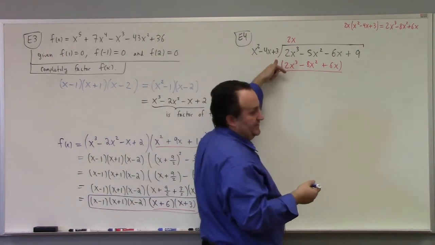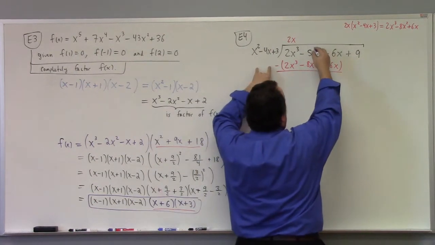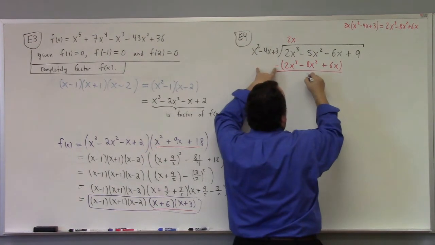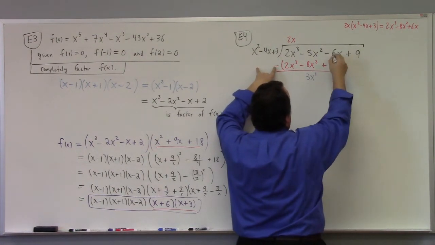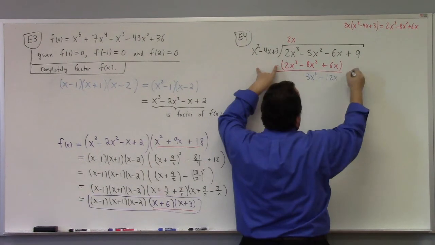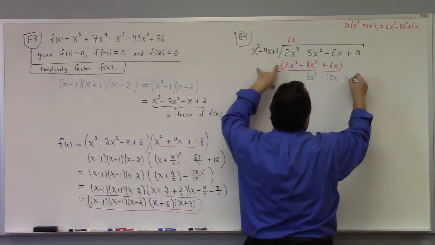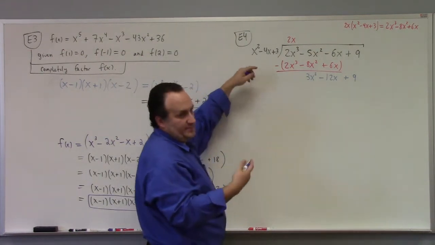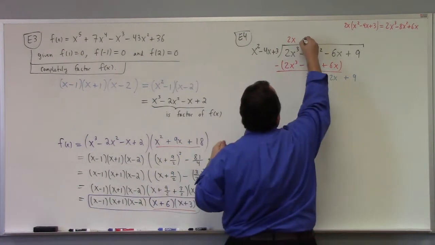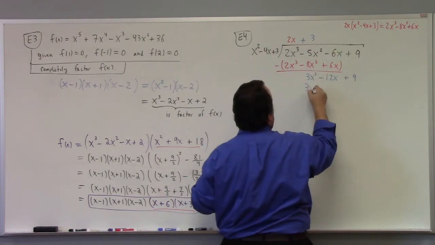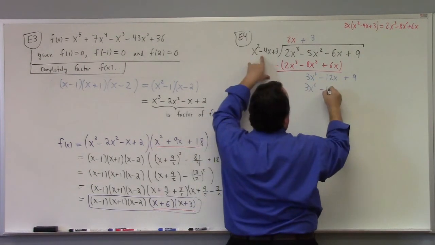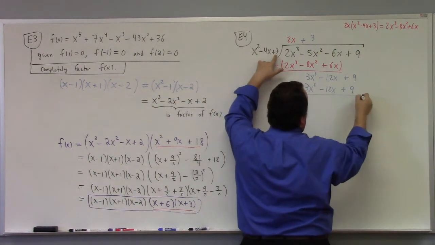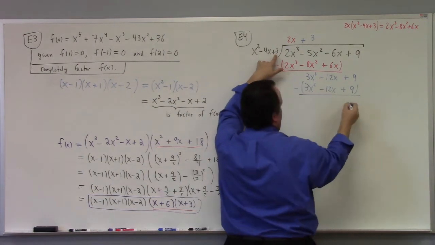Anyway, the 2x cubes cancel, and we've got minus 5 plus, well, minus and minus is plus, right? So that gives me 3x squared, and this gives me minus 12x, and I bring down the 9. All right. Okay. So how do I get a 3x squared from that? Well, I just do plus 3, right? So this gives me 3x squared minus 12x. 3 times 3 is 9. All right. I subtract. I get remainder 0.